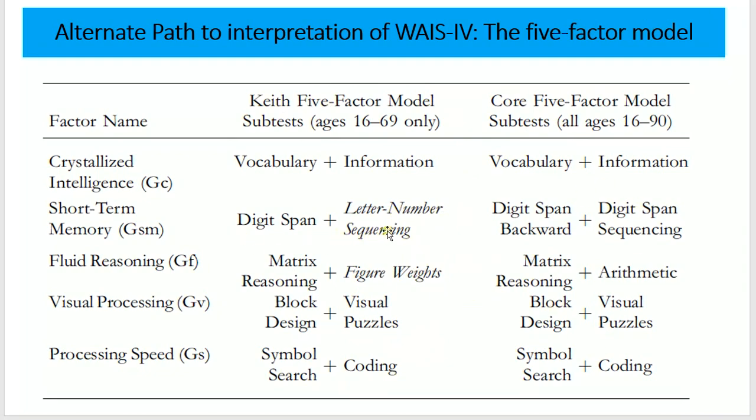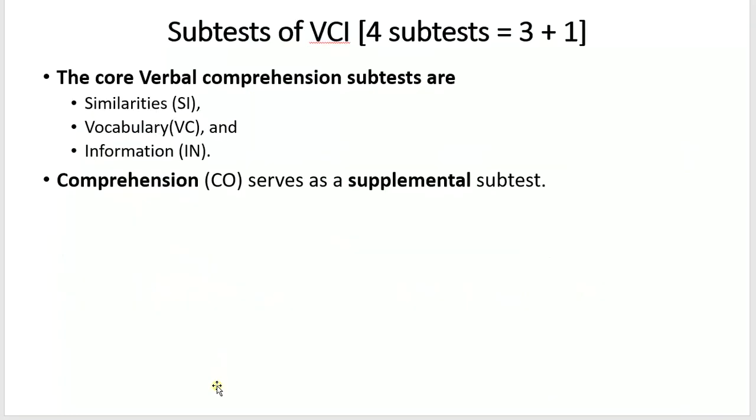Digit span and letter number sequencing represent short term memory. Fluid reasoning: matrix reasoning and figure weights in the Keith model, and matrix reasoning and arithmetic in the original model. Then visual processing and processing speed. So we can go with four indices or we can go with the five factor model while interpreting the WAIS-4 scores clinically. But today my focus is on the structure of the WAIS-4, description of each of the subtests and their clinical utility. So, subtest by subtest clinical utility.